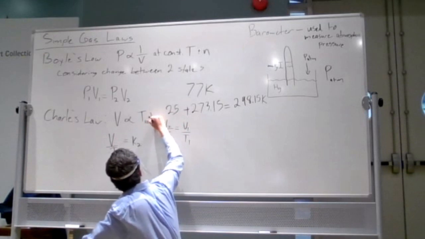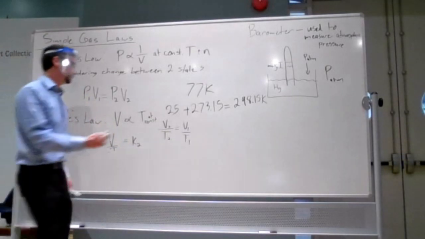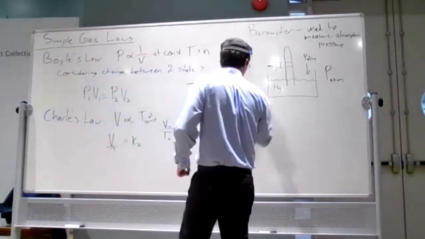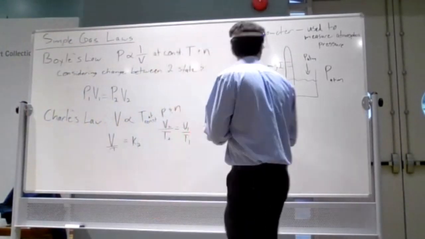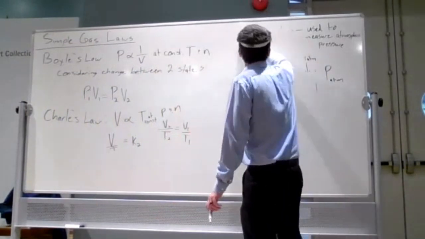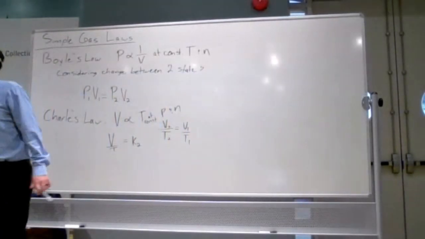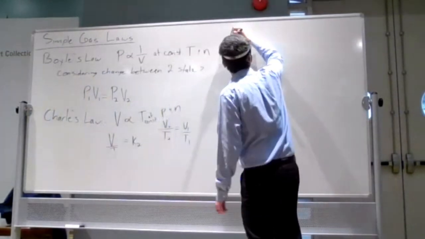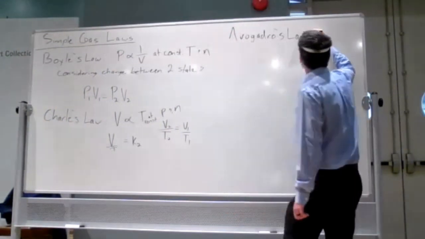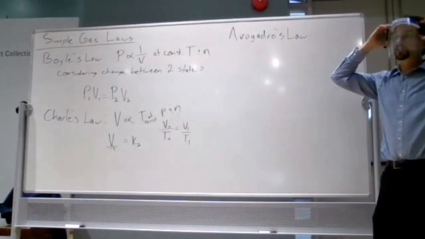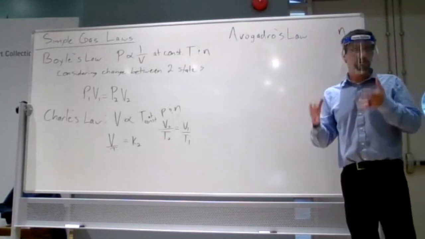At constant what? Yep, at constant pressure. And what else? Yep. A constant pressure in moles. The last simple gas law, that's known as Avogadro's law. So we see the name Avogadro. What do we think that's going to be in relation to? Moles, okay. How do moles in volume, what's their proportionality?